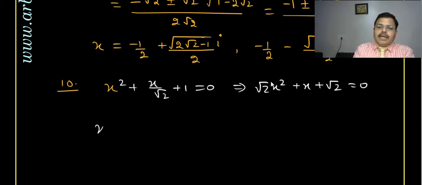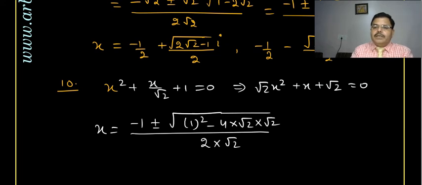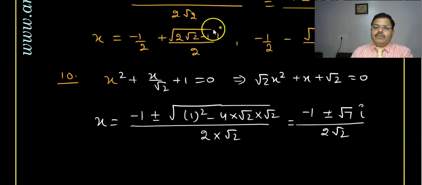Now again here x can be calculated as minus b plus minus under root of b square. B square is minus 1 whole square. B is 1, not minus 1, right? B is 1 here. So 1 square minus 4 into a, which is root 2, and c is also root 2, divided by 2 into root 2 a. So that will come up like minus 1, this is 1 minus 8, minus 7. So it will be root 7 iota divided by 2 root 2, and therefore two values of x will come up.